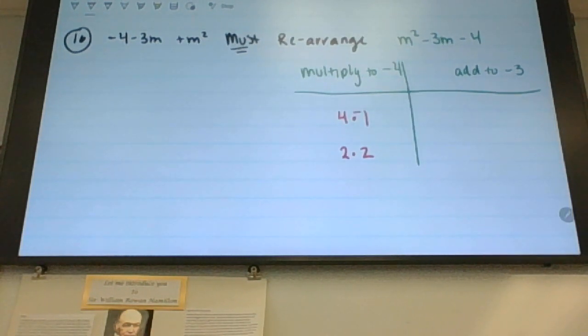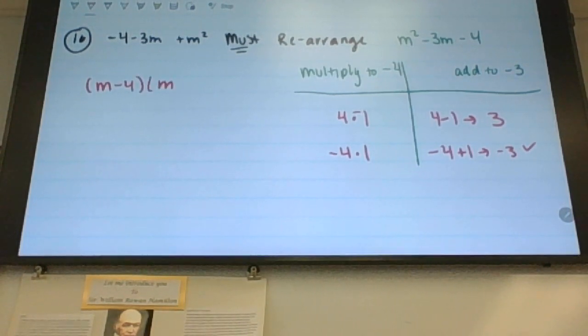So 4 times negative 1 is a negative 4. 4 minus 1 is a positive 3. So if it needs to be a negative 3, just switch what you thought. Try the other way. Negative 4 times 1 is negative 4, and negative 4 plus 1 is a negative 3. So that's the way that works. So you just got to do trial and error with your negative signs. You should use a calculator. Calculators are helpful. So it's m minus 4 and m plus 1.